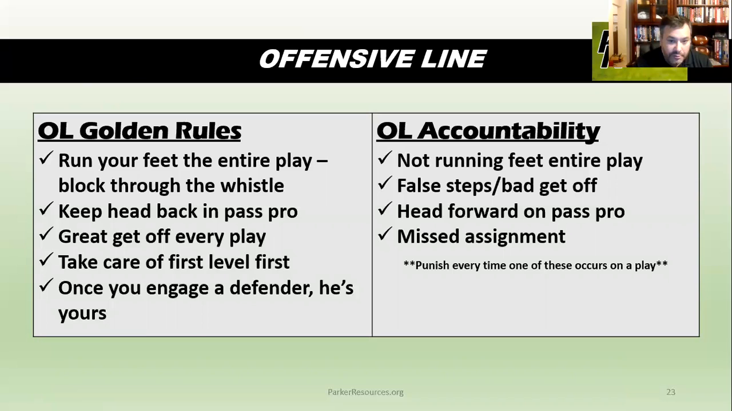Now, if we're under center, running the wing T, yeah, we dived at people, crab blocks, all that old school stuff. In the gun, it gets in the way. Diving on the ground is one of the dumbest things you can do, because you clog the hole. Run your feet to the whistle every play. Just keep moving somewhere, and it can create a lane that wasn't there before.